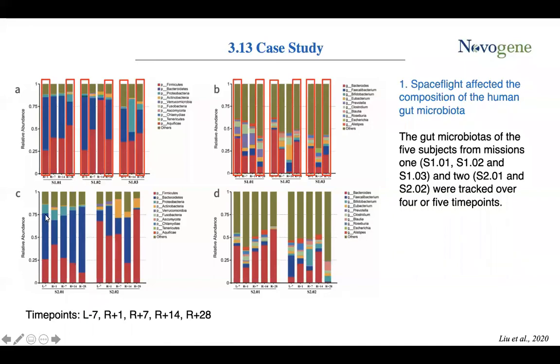And the author then characterized the composition of the gut microbiota for mission 2, also at phylum and genus levels. That is here from figure C and D. The gut microbiota at both phylum and genus levels also were significantly influenced by the spaceflight.